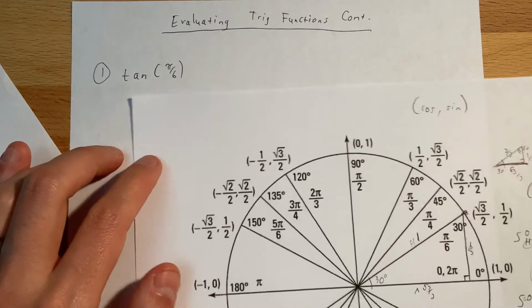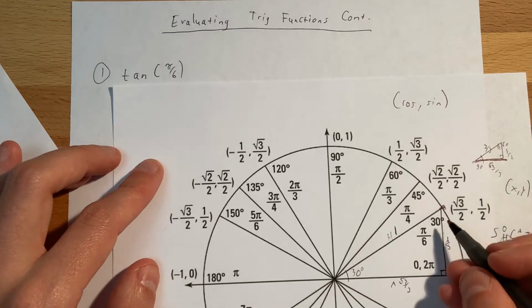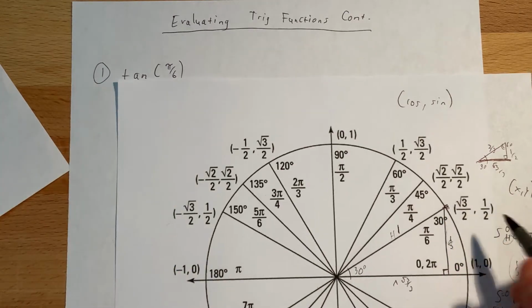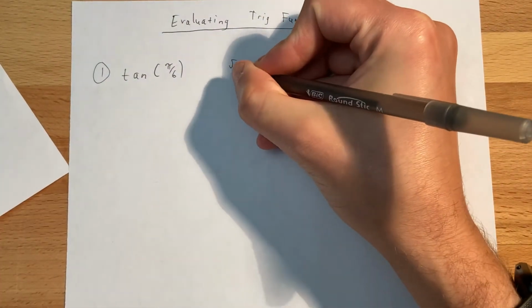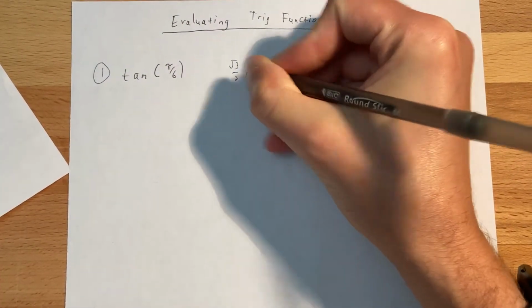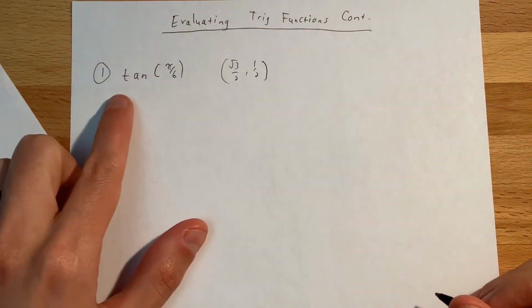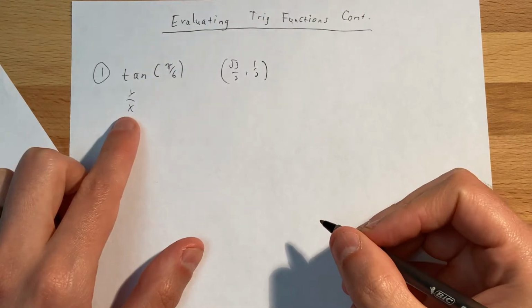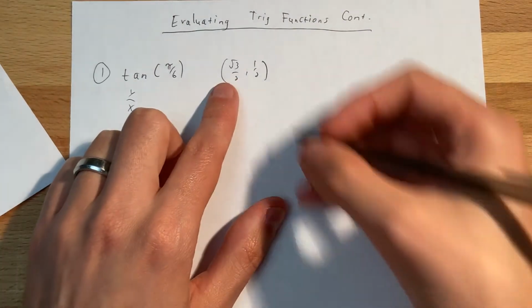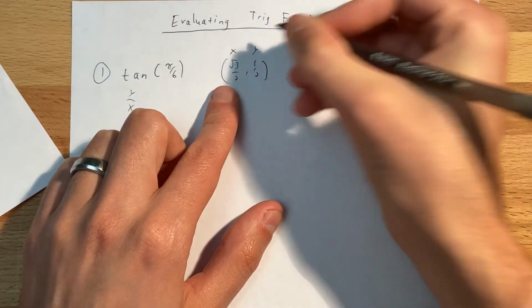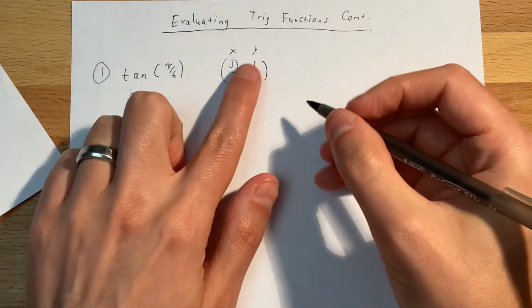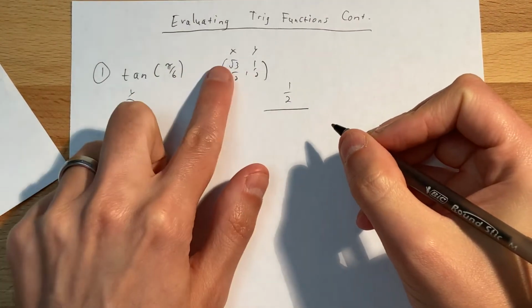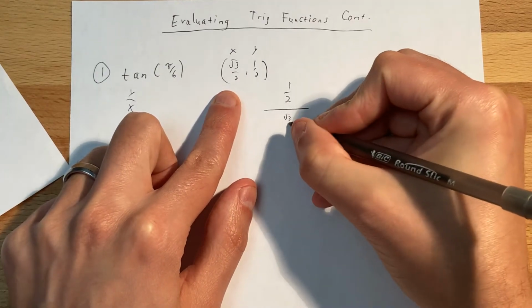So if you go to pi over 6, right over here, it's this one right there. Square root of 3 over 2, comma, 1/2. That is the ordered pair. Tangent is y over x, the y value divided by the x value. This is x and this is y. So y is 1/2 divided by x, which is root 3 over 2.